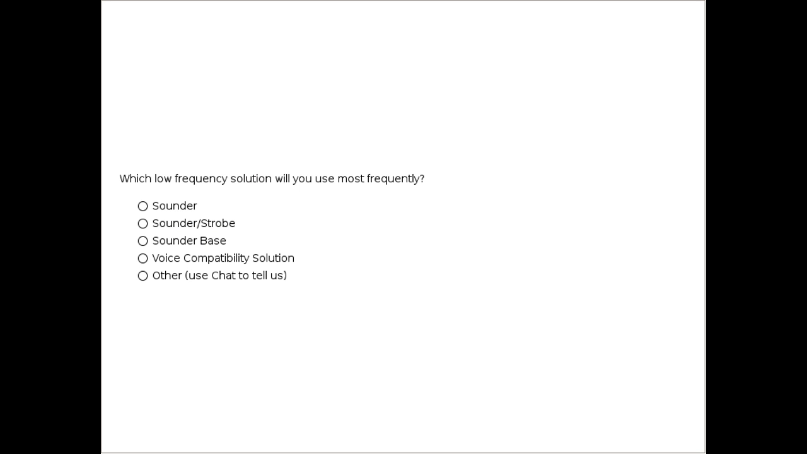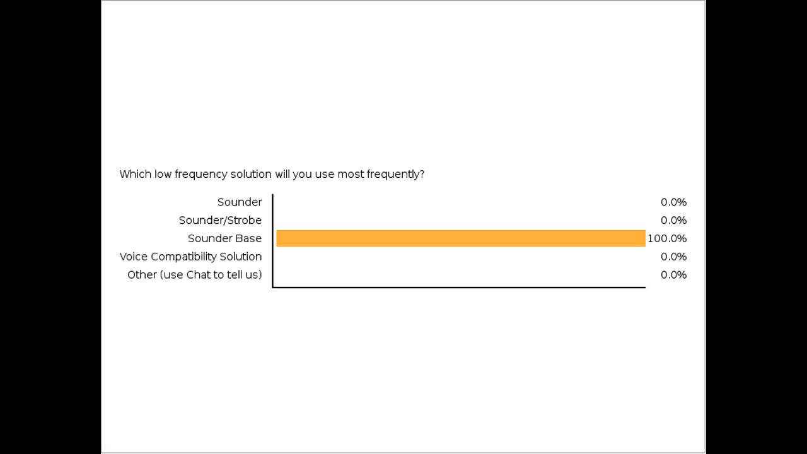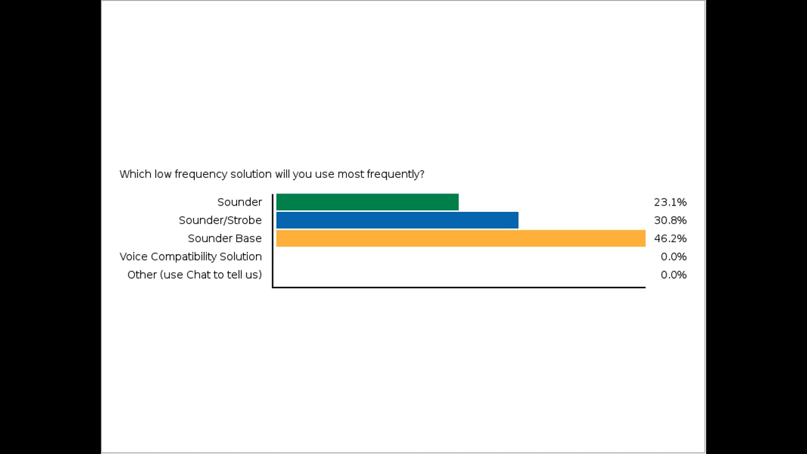You've now seen the sounder and sounder strobe, and Chris has gone through the sounder base. Maybe there's a voice compatibility solution out there. So which low-frequency solution do you think you'll use most frequently? You could just pick one of those. And if you do happen to pick other, use the chat option and tell us what other means to you.